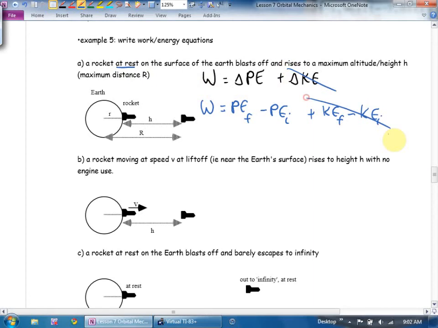How do I know that it has no kinetic energy at the end? If I wanted to, I would either tell you, or if I wanted to suggest that it was an orbit, I'd tilt the rocket into a little circular path.